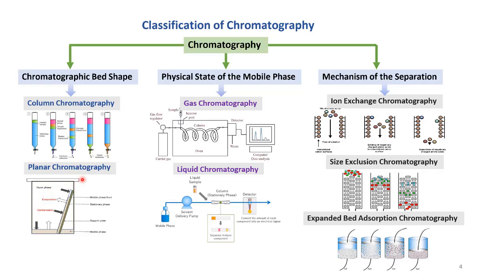Then we have planar chromatography. Then, on the basis of the physical state of the mobile phase, the first one is gas chromatography. Here we inject our sample in a gaseous form, so that is why we call it gas chromatography. And then we have liquid chromatography. Here we use a liquid sample, and again the column is stationary and the sample is mobile. Then, on the basis of the mechanism of separation, we have ion exchange chromatography, size exclusion chromatography, and expanded bed adsorption chromatography.